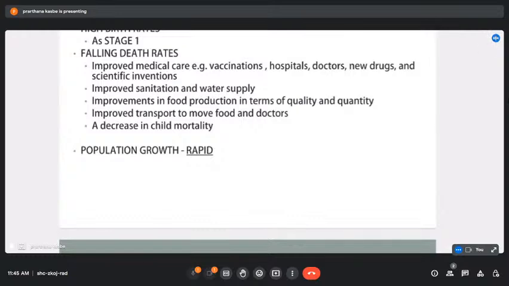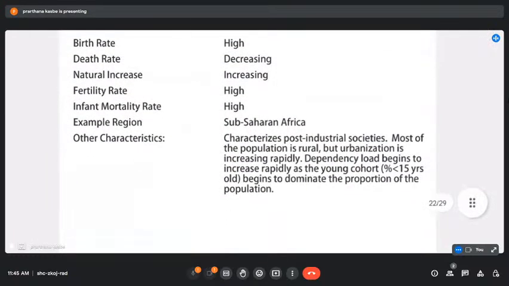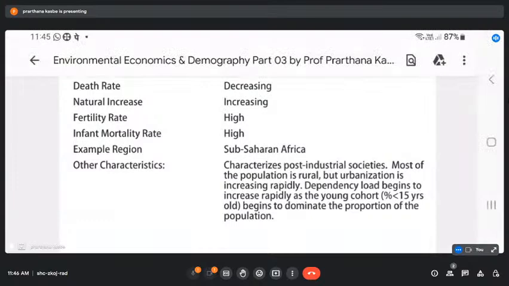So population growth is rapid in this period. For example, we have to shortly describe stage 2. Stage 2, birth rate high, death rate decreasing, it means low. Natural increase increasing, fertility and infant mortality rate, both rates are high. For example, sub-Saharan Africa. Other characteristics of stage 2 is to characterize the post-industrial societies. Most of the population is in the rural, but the urbanization is increasing rapidly.